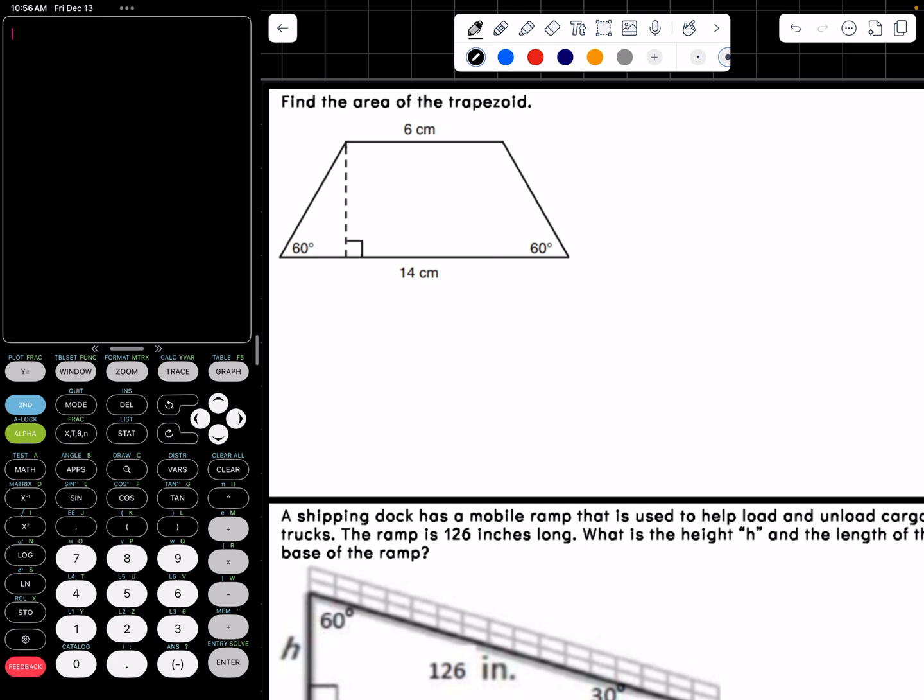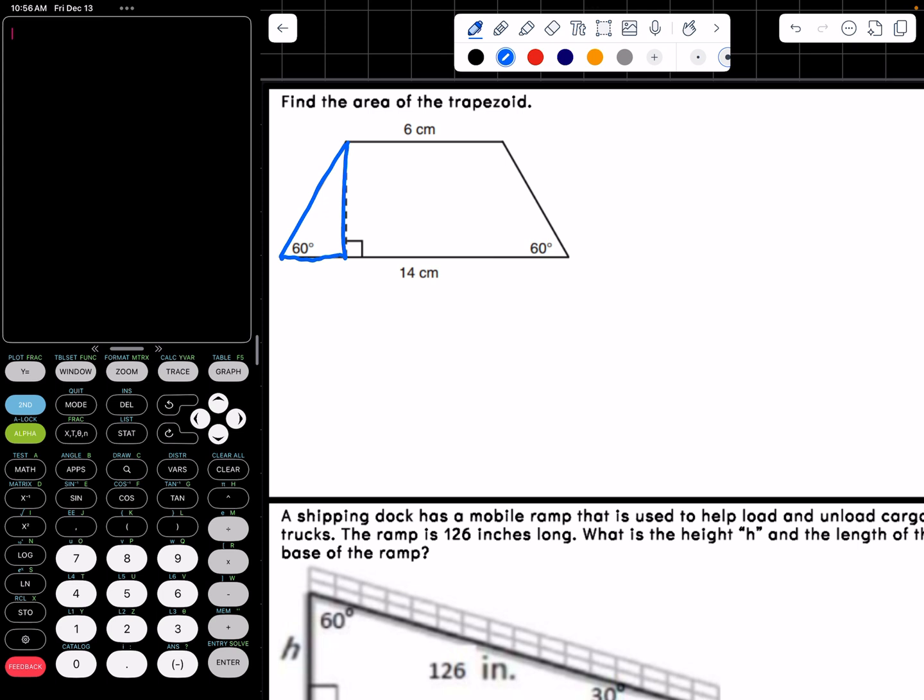First things first, I've got to find some parts, okay? There is the area of a trapezoid formula, but we can do it the long way as well. Ultimately, I need to figure out some of these pieces. In order to do that, I'm going to start with this triangle here on the left side. I already know that the two bases are 6 and 14.